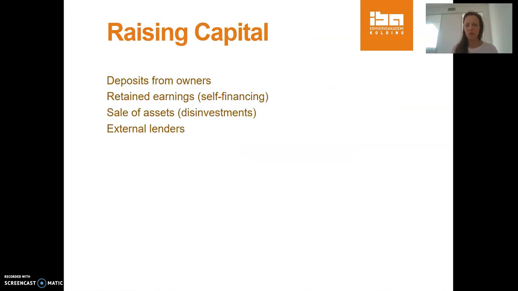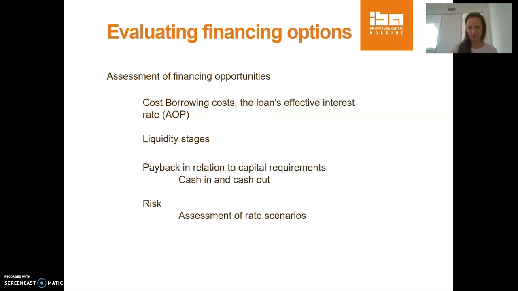So of course, companies have different options to raise capital. They could raise capital from deposits from their owners, they could sell new shares, they could retain earnings, we call that self-financing, sell their assets and then perhaps lease them back if they still need them, so disinvestments, or of course they could go for external lenders, taking up loans.